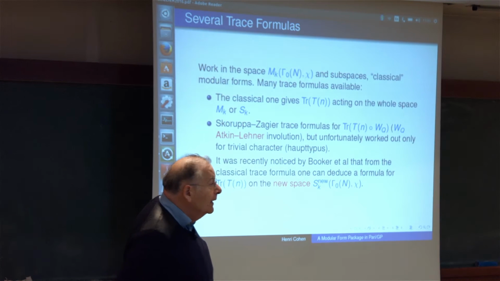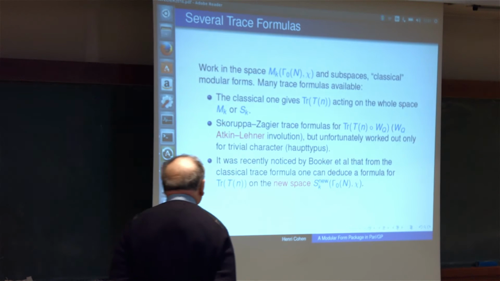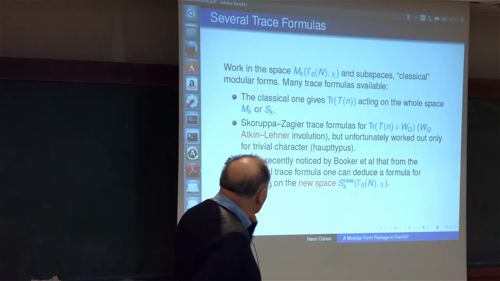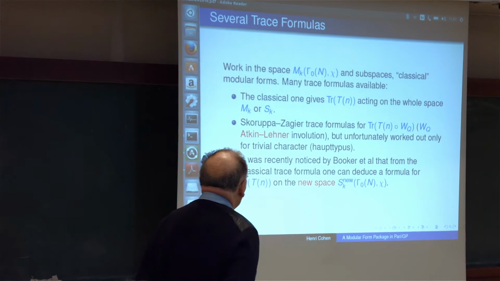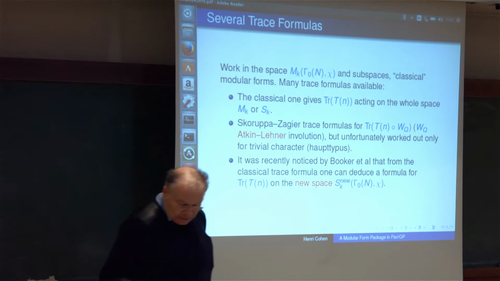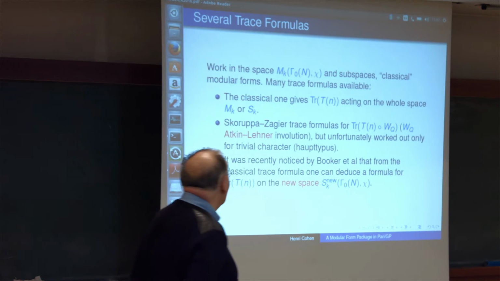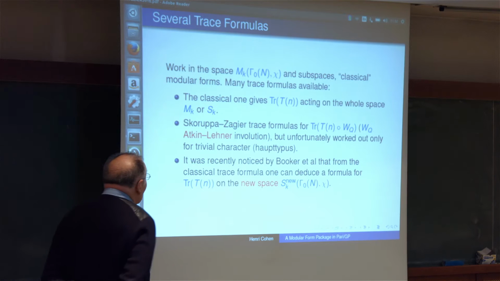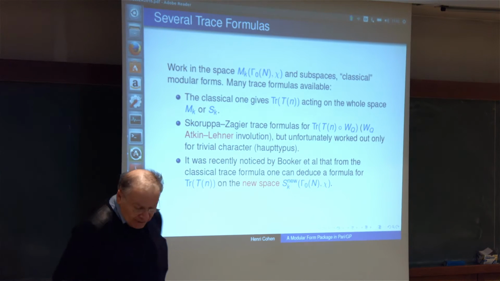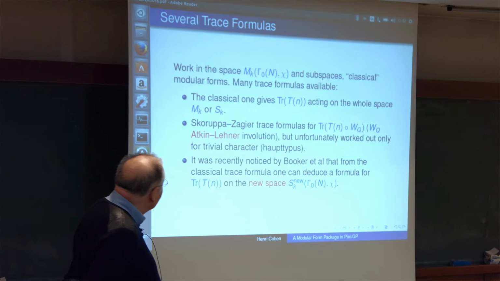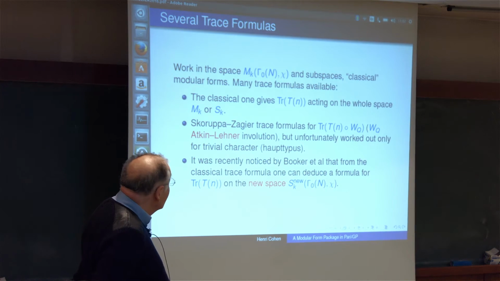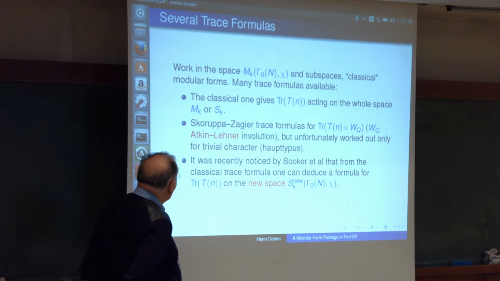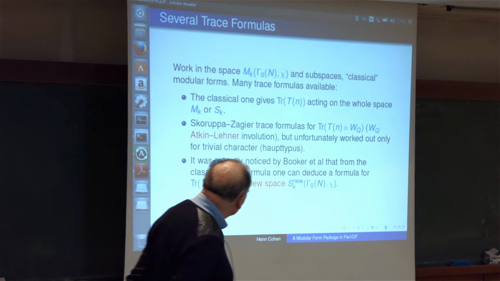So we want to work in the space of modular forms of weight k over Gamma_0(N) with a character, and subspaces of that. So these are really the most classical of all modular forms. And when I say that I'll work with trace formulas, that's not unique, because there are many trace formulas available in the literature, even for that completely classical aspect. So the classical trace formula, which has been written many, many times with lots of mistakes, gives simply the trace of the nth Hecke operator T_n acting on the whole space, either M_k or S_k. Well, usually we use cusp forms.